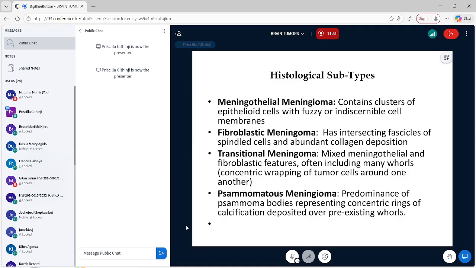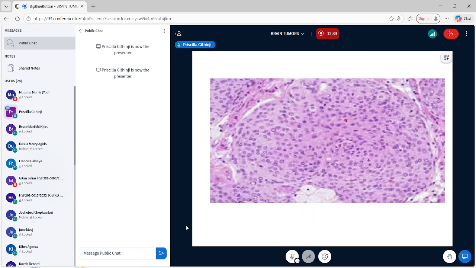And then also you're going to see what are called psammoma bodies. You can have psammomatous meningioma, where you have a predominance of psammomatous calcifications deposited over pre-existing whorls. So this is a meningothelial meningioma formed by the meningothelial cells. And the thing about the cells is you can barely see what separates one cell from the other. So their cell membranes are not discernible. So they give you what is called a syncytial growth. You can't see where one cell starts and where it stops. So this is characteristic of meningothelial meningioma.